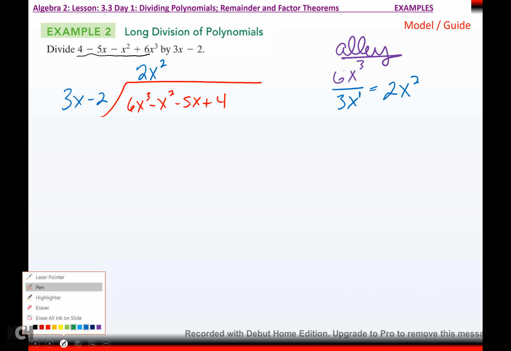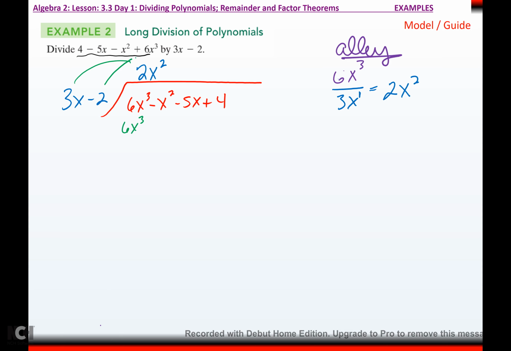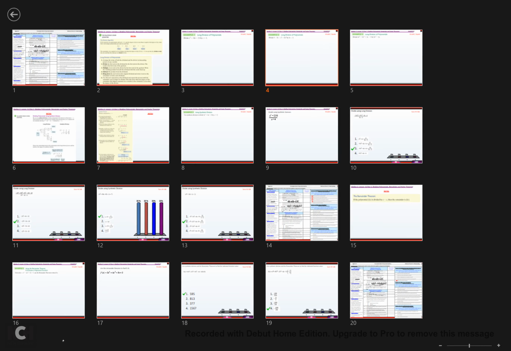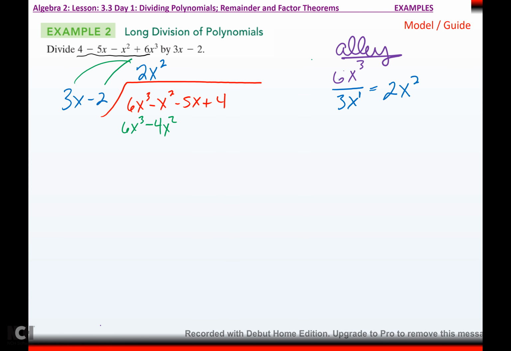Okay, they got to multiply down to put their disguise on. 3x times 2x squared is 6x cubed. Negative 2 times 2x squared is negative 4x squared. But when I draw the line, change the signs because the guns come out and the cube is dead. Combine like terms, that gives me 3x squared. Everything else comes down, minus 5x plus 4.